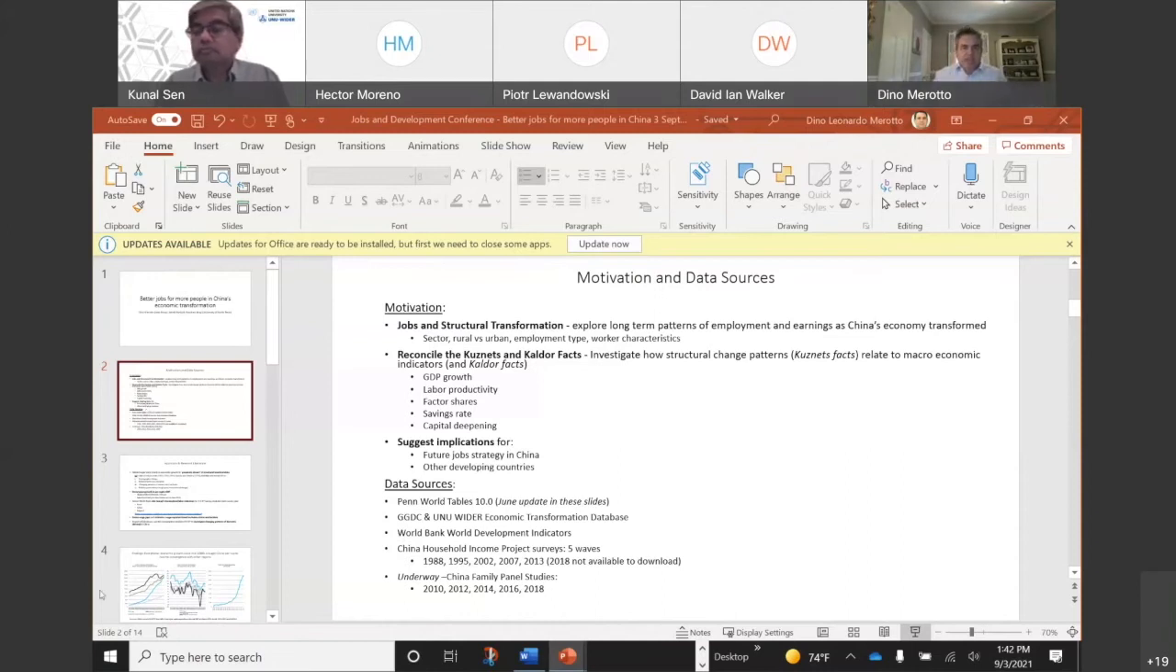The data sources, it's great that Gaaitzen is here. We've used the Penn World Tables. The latest update for China in June is reflected in these slides. We've also worked with the GDDC and the UN WIDER Economic Transformation Database, World Bank indicators. And on the micro level, China's Household Income Project surveys, there are 5 waves of that. The most recent 6th wave is not available through the authorities. And a panel data is now being used in order to try to look at what happened after the period of 2013.